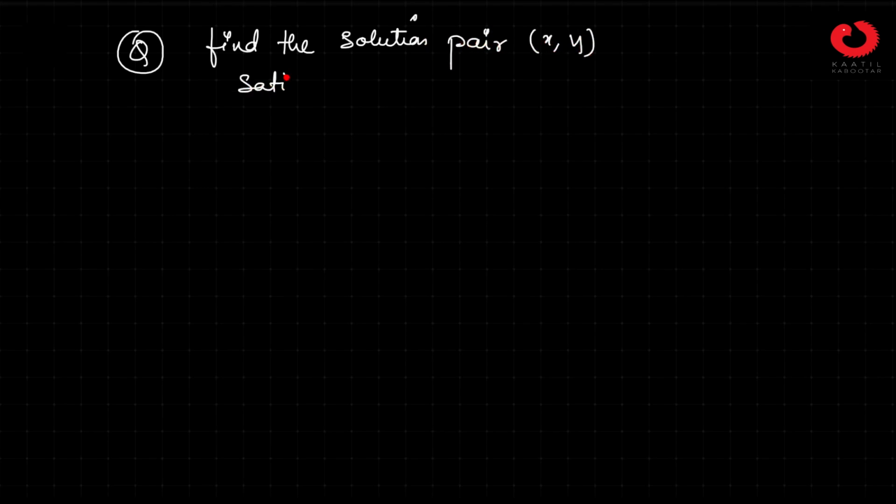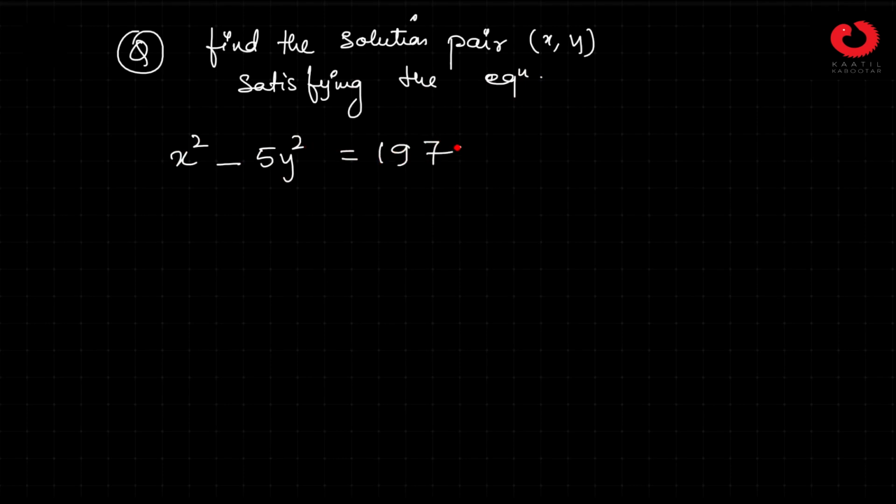Now the question is: find the solution pair (x, y) satisfying the equation x square minus 5y square is equal to 19762, where x and y are less than or equal to 10,000. Now you have to solve this question.